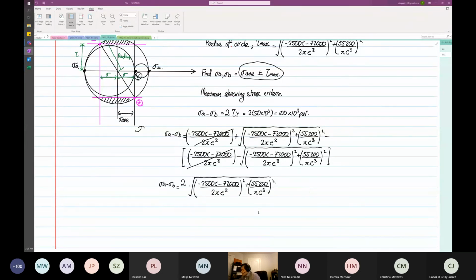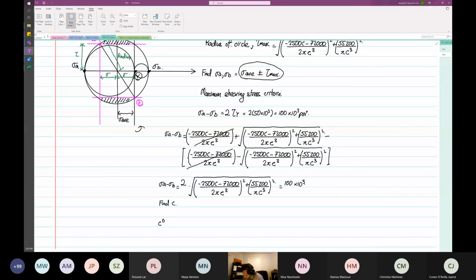Okay. And then this whole term will be equal to 100 times 10 to the power 3, right? So from here, you just need to find C. To find C is really straightforward. You have to manipulate the equation.